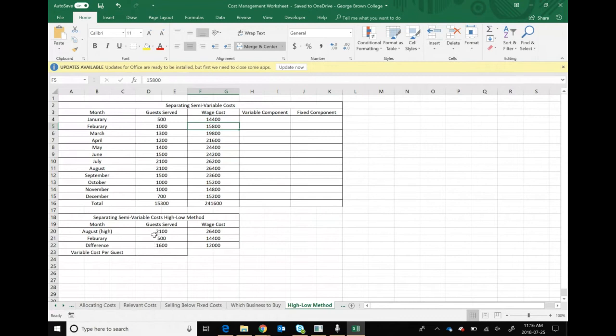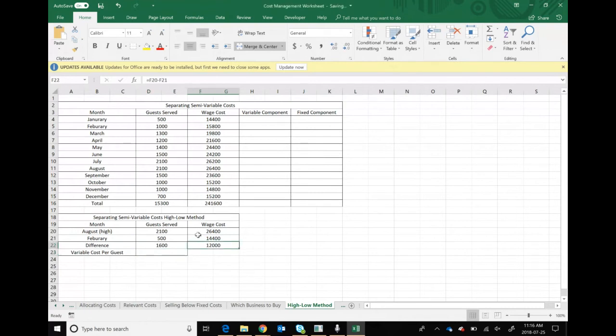Now that we know which ones they are, right here we have August is the highest, having served 2,100 guests and has a labor of $26,400. The low was February with 500 guests and $14,400 in labor. If we calculate the difference between the two, for guests served, it'd be 2,100 minus 500 equals 1,600, like that.